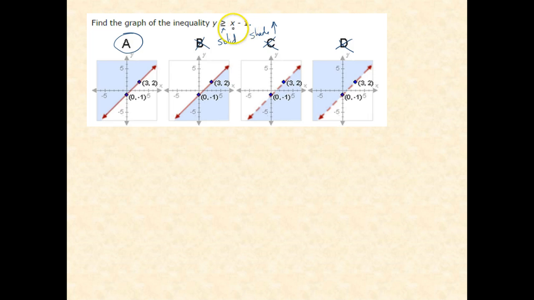And you can check the y-intercept and slope. The slope is 1, the y-intercept is negative 1. So we're intercepting the y-axis at 0, negative 1, and then our slope is up 1 over 1. So up 1 over 1, up 1 over 1, up 1 over 1.